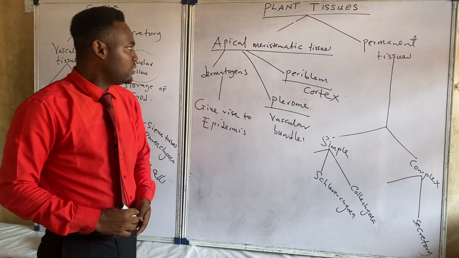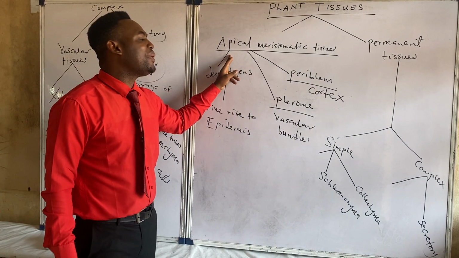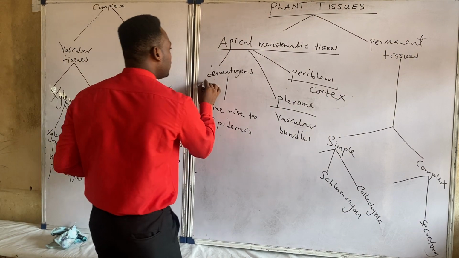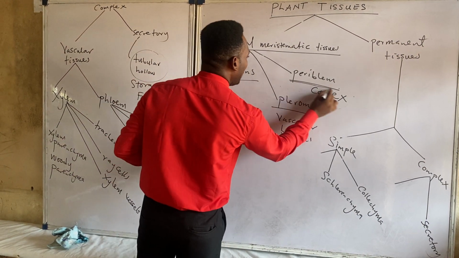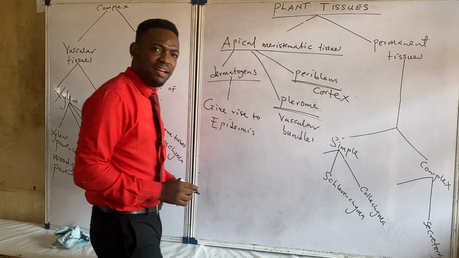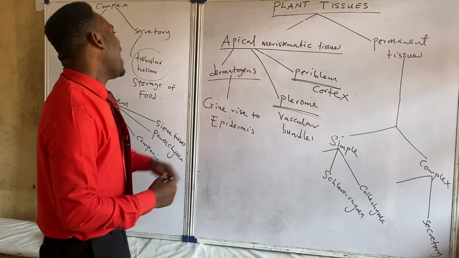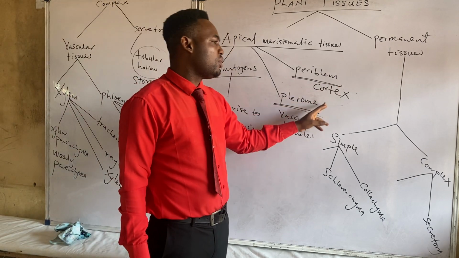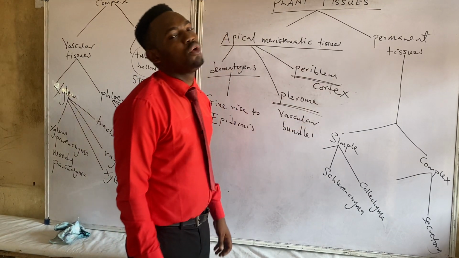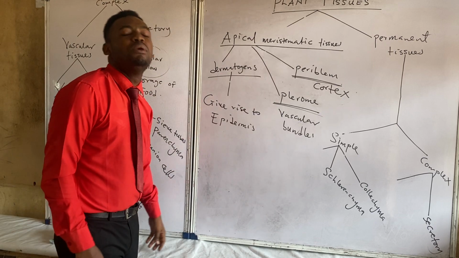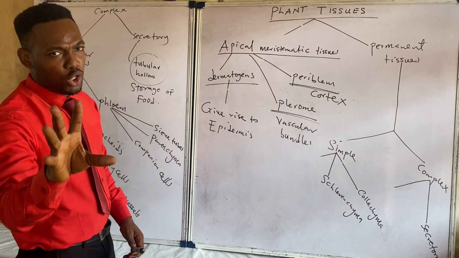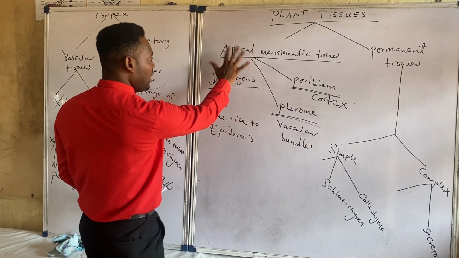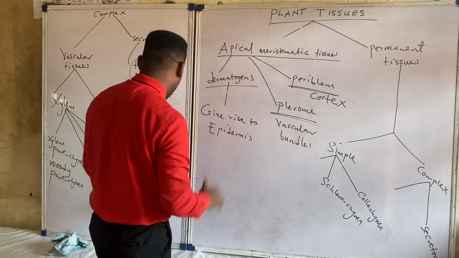I'll take that again. I said with my flow chart, apical meristematic tissues have three important cells. What are these? Dermatogen, periblem, and plerome. Very important. And I said that the dermatogen gives rise to the epidermis, while the periblem gives rise to the what now? Cortex. And the plerome, of course, gives rise to the what now? Vascular bundles. Very important. This is very important for apical meristematic tissues.